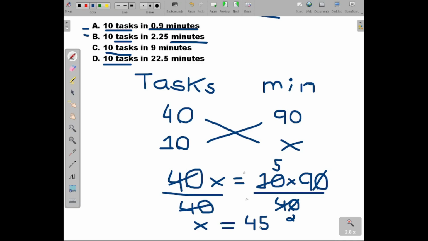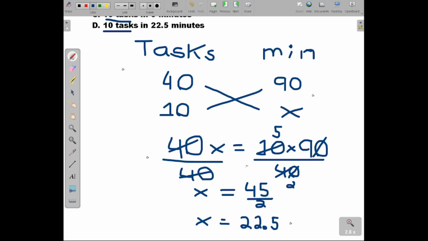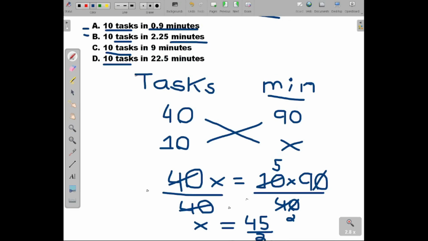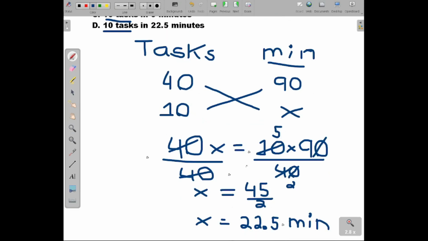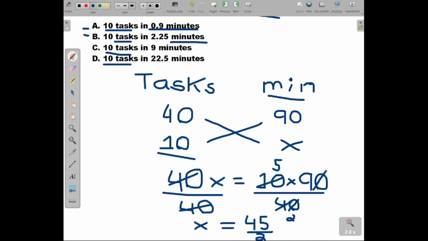45 divided by 2. So x is equal to 22.5. 22.5 what? Minutes. So it takes 22.5 minutes for Khalid to complete 10 tasks. The right answer is D.